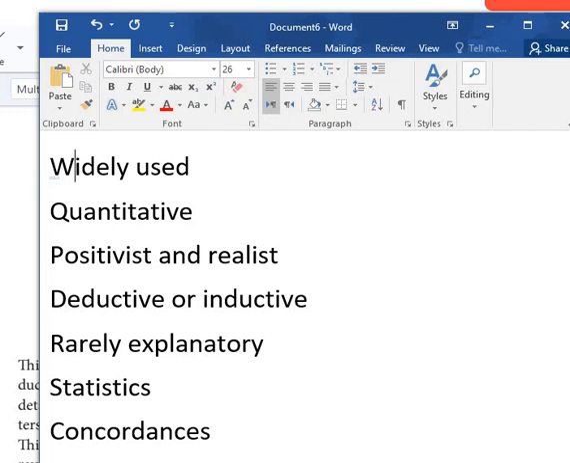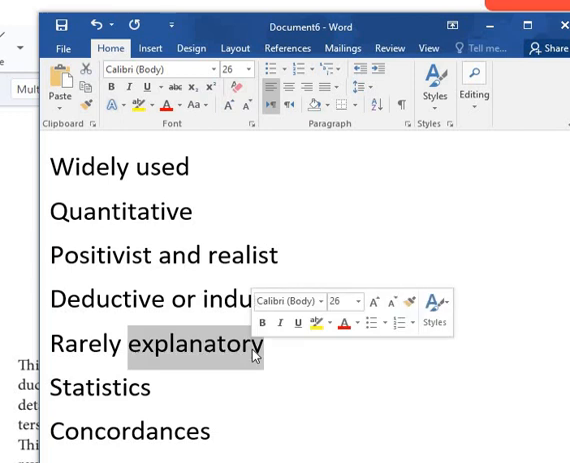Basic content analysis is quantitative, that is, it is focusing on the quantity. As for the epistemology, which will be approximately the last part here in this chapter, it will be positivist and realist. As for the coding scheme used here in basic content analysis, it can be deductive or inductive. Do we explain here in basic content analysis? No, we rarely explain here in basic content analysis.